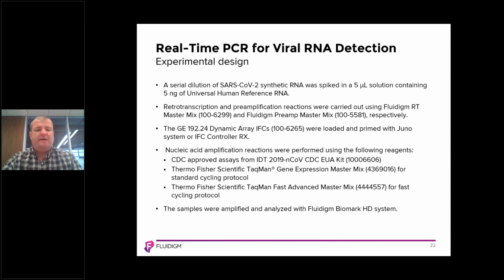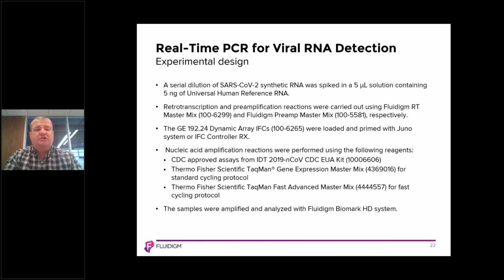The gene expression 192.24 dynamic array, part number shown, was loaded and primed with a Juno system or our RX controller. To help you understand, the Juno system is the system that prepares all of the IFCs. The RX controller is a smaller system at lower cost that prepares just the 192.24 IFC.